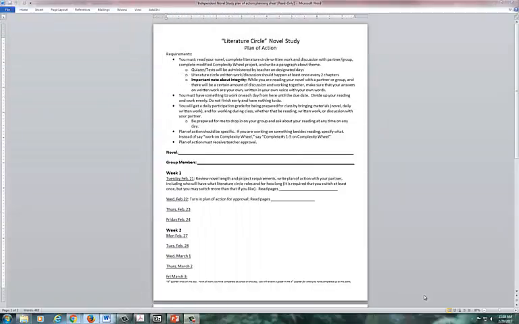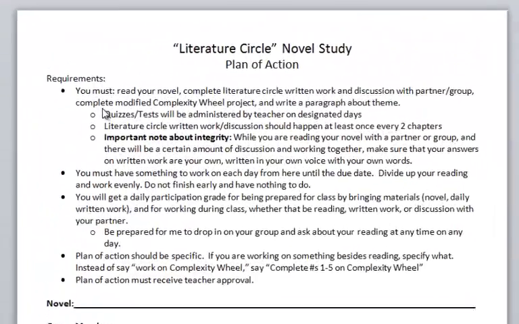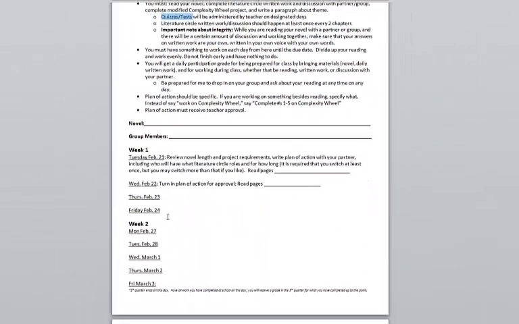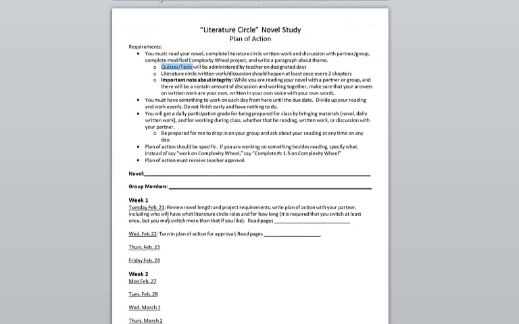So the literature circles, the complexity wheel, and the paragraph are the written work that you have to plan: when to get it done, how to get it done in time. The only other written work you will have is tests and quizzes. But those have already been put on the plan for you.